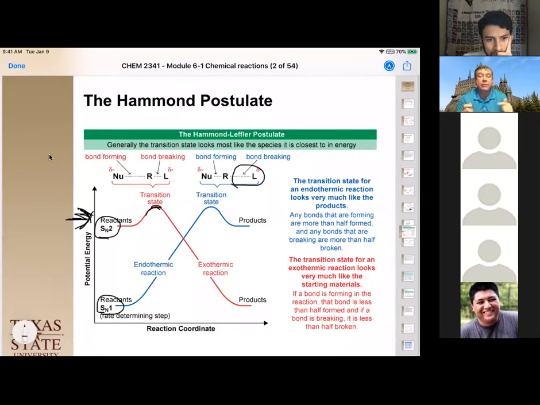If you actually have to have your nucleophile come in and almost start forming the bond before your bond starts breaking, then your bond has to break first before you start forming that, then it is endothermic. You have to put more energy into the system before you have that product formed. Okay, so there's also a nice little video, I believe, in the reading about this.